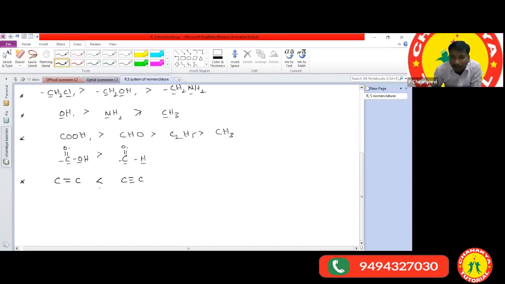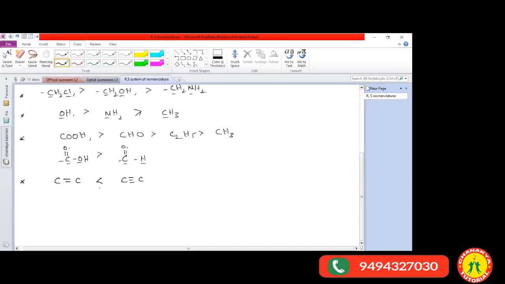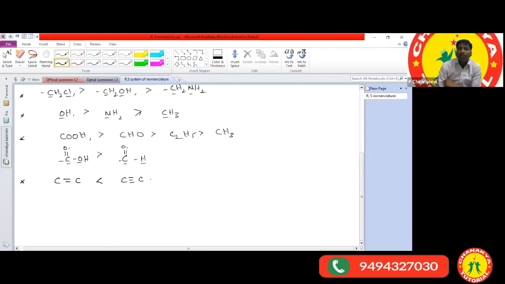Aditi, you are asking something. So it will be triple bond because when we break it, it will have more. Yes, ma'am. Okay. So here we give the priority to the triple bond. What does the triple bond mean? The carbon is attached with three neighboring carbon atoms. Whenever you see a double bond, the carbon is attached with two neighboring carbon atoms. So triple bond has more.